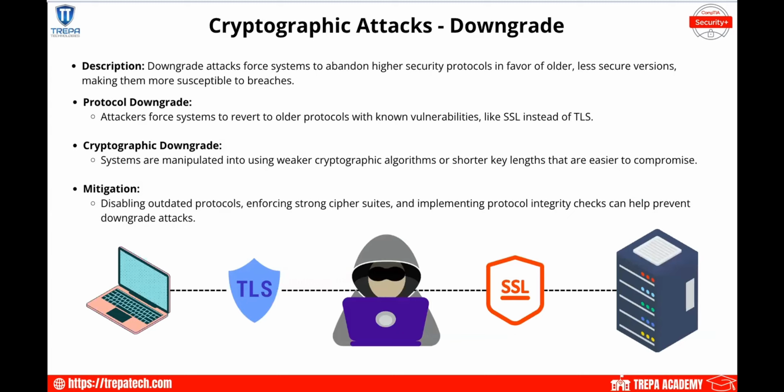Some other cryptographic attacks. So we have cryptographic downgrade attacks. This is where attackers are going to force systems to revert to older protocols with known vulnerabilities, like using SSL instead of TLS. So systems are manipulated into using weaker cryptographic algorithms or maybe shorter key lengths that then we can compromise. So we can see here this attacker sitting in the middle, taking our TLS session and downgrading it to SSL. So how do we mitigate this? Make sure we enforce strong cipher suites. So we have HTTP headers that we can enforce that say, hey, you need to use strong cipher suites, okay? You need to use TLS encryption. Something like an HSTS enforcement, okay?